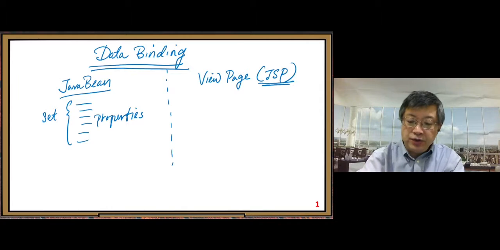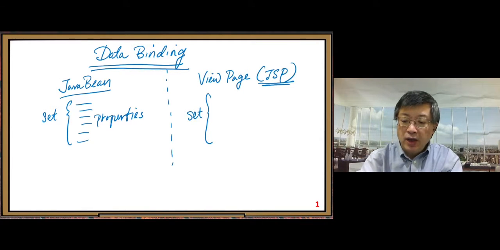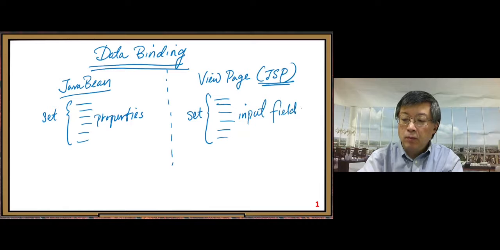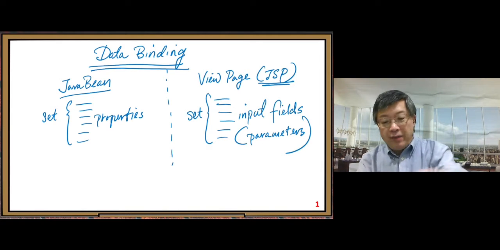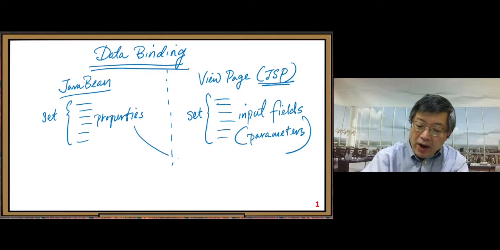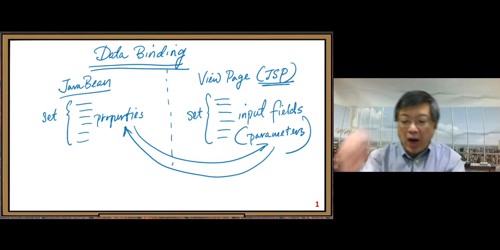In a view page, you have a set of input fields. Each field corresponds to some parameter. So the data binding you need to do is between those parameters and the Java Bean properties.